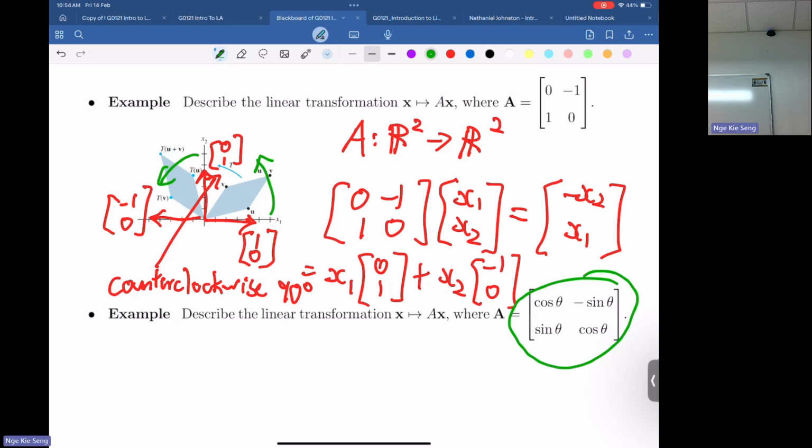Cos 90 is 0, sine 90 is 1. So that's why you get that. So the more general case is this. You can rotate by any angle counterclockwise. So when theta is 90, it reduces to that simple matrix.